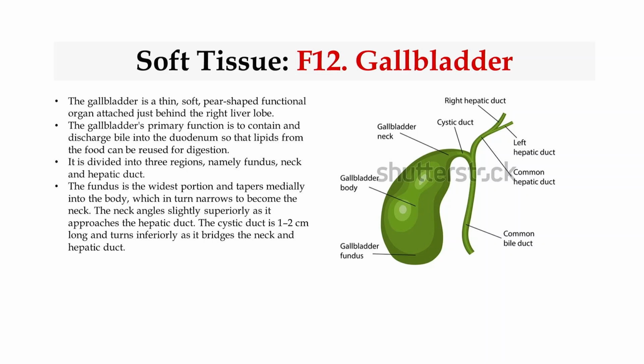So this is a thin, soft, pear-shaped functional organ attached just behind the right liver lobe, right? The gallbladder's primary function is to contain and discharge bile into the duodenum, so that lipids from the food can be reused for digestion. So gallbladder again is responsible for the digestion, right? It is divided into three regions, namely the fundus, neck, and hepatic duct, right?